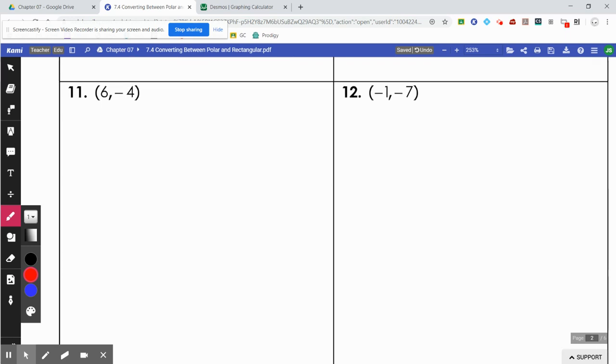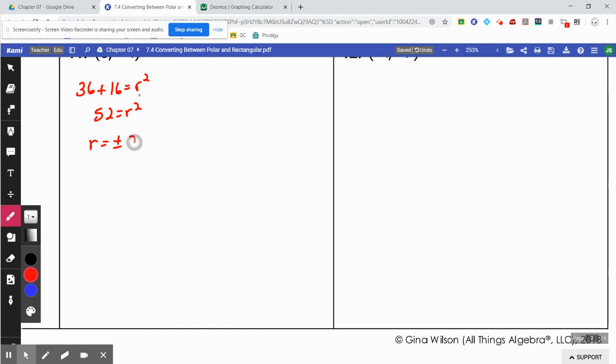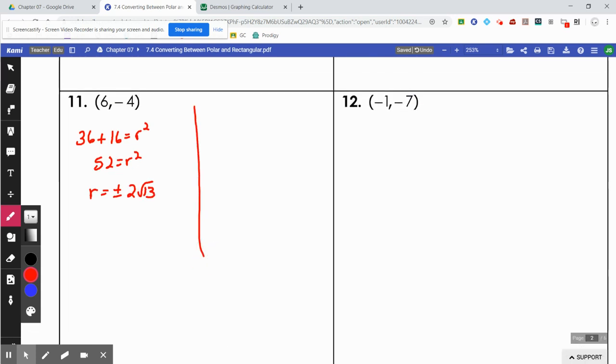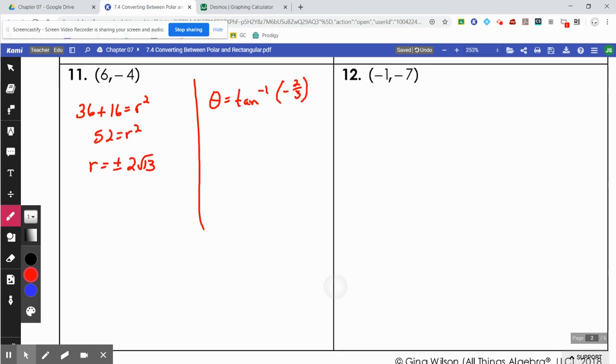Two more. We know that, again, to find r, x squared plus y squared is equal to r squared. So 52 is r squared. So r would be plus and minus the square root of 52, which would be 2 root 13. The angle is going to be the inverse tan of y over x, which would be -4/6 or -2/3. I'll just go ahead and reduce it. You don't have to reduce it.